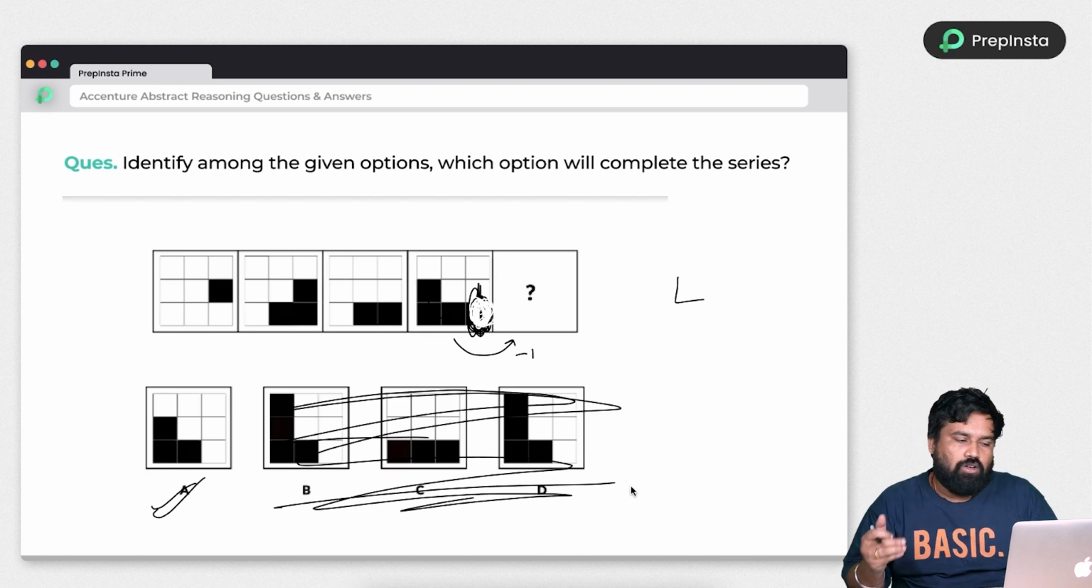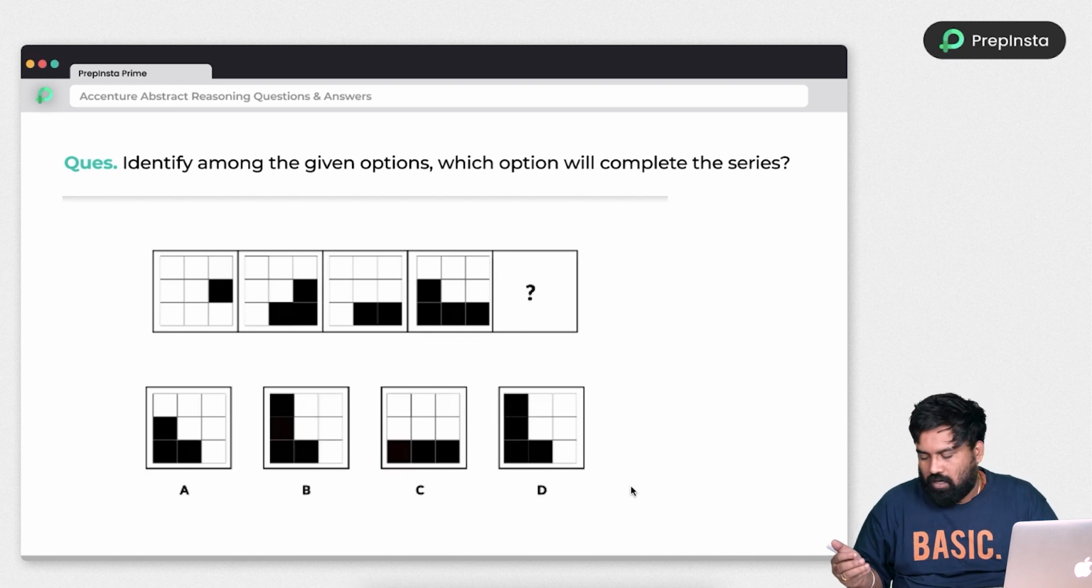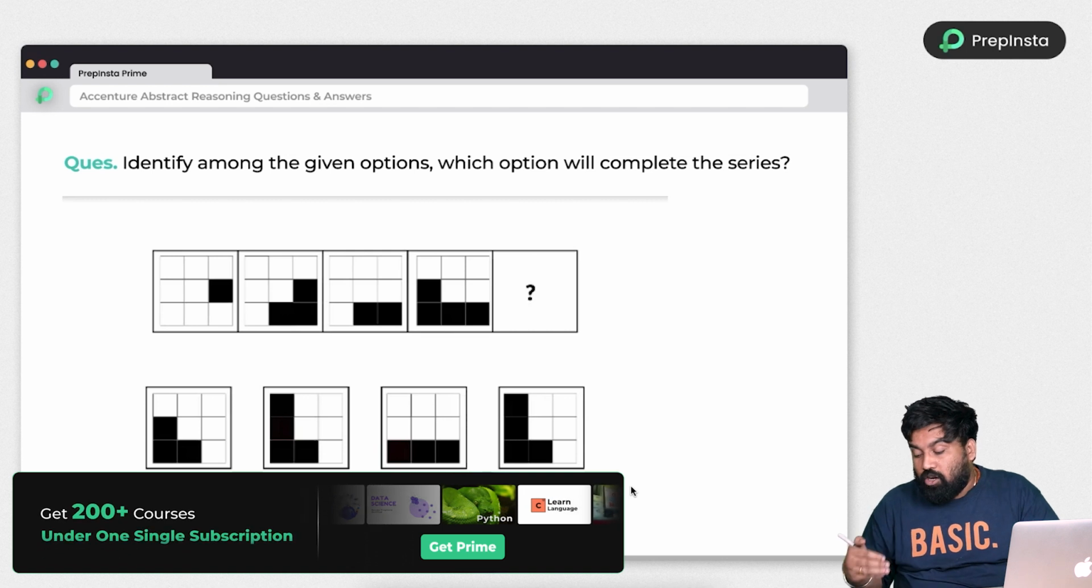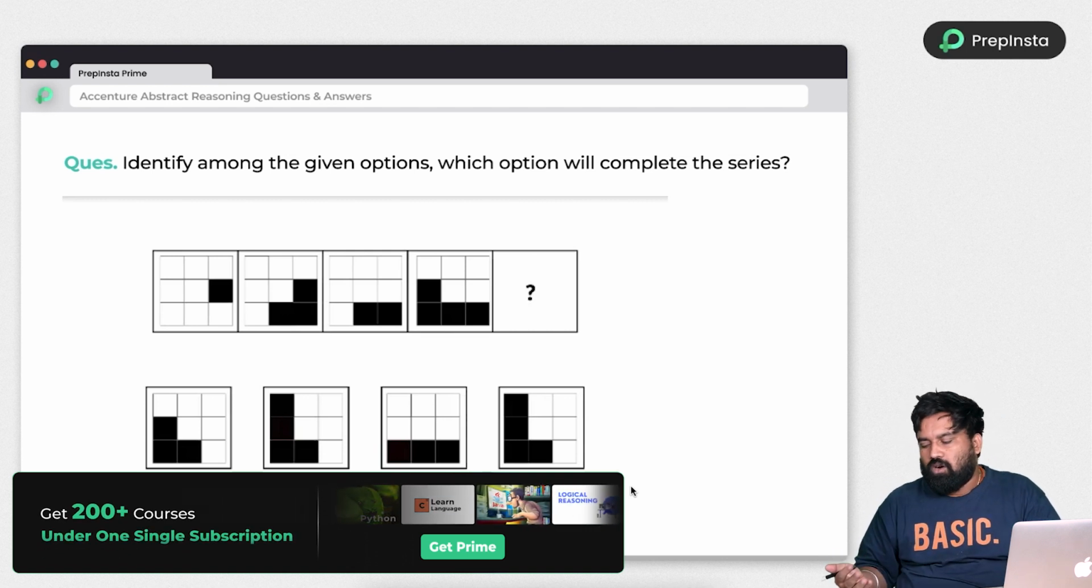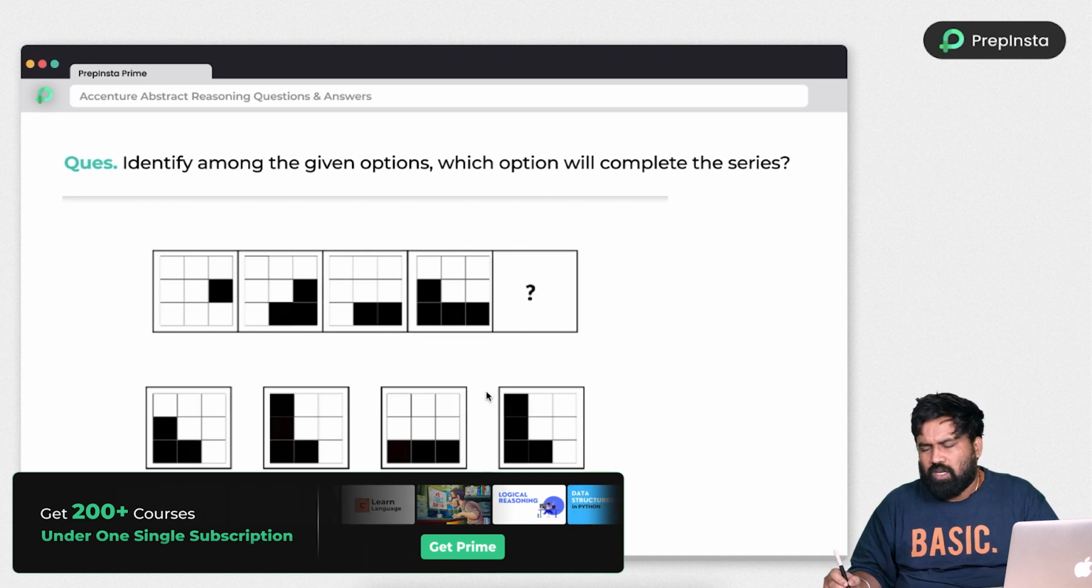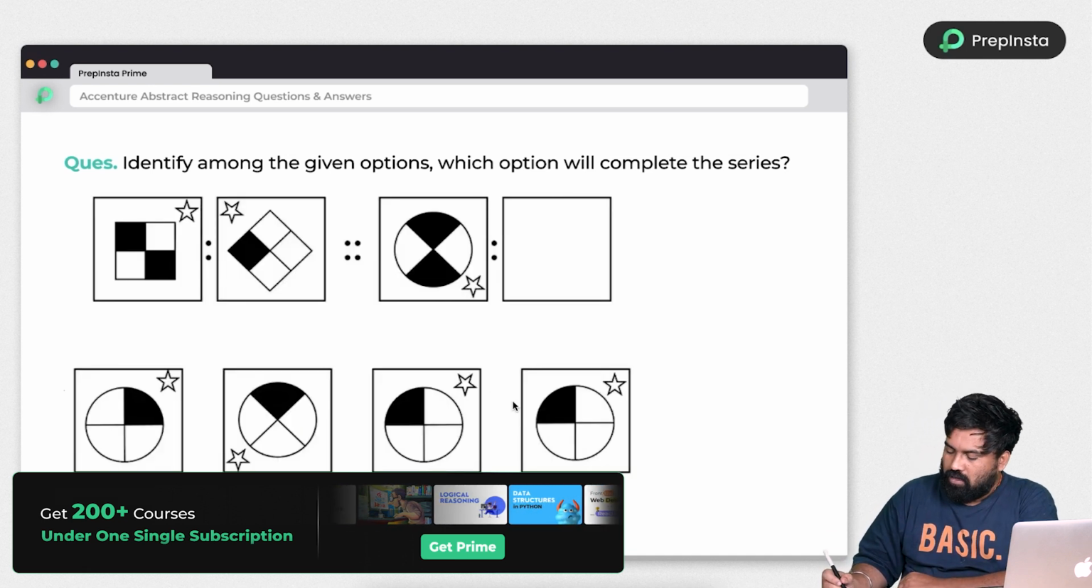So this is all about logic, guys. Maybe if you pause the video and try on your own, you may not get it the first time, but I got it luckily the first time. So you can also try like this. Now just look into the next problem.